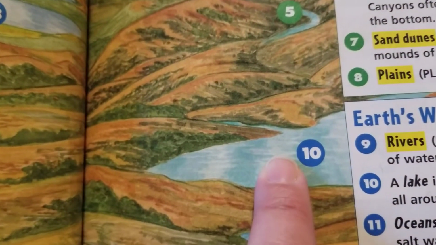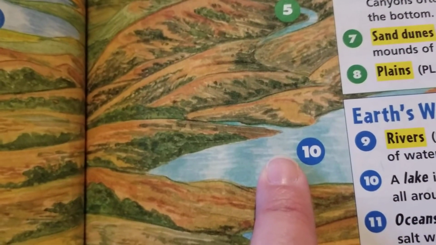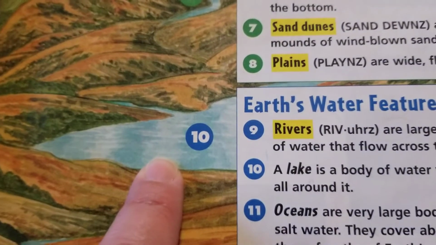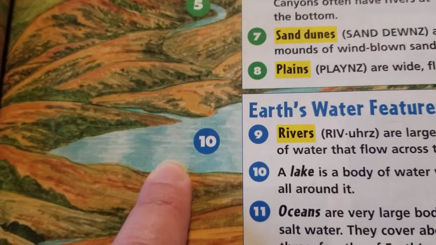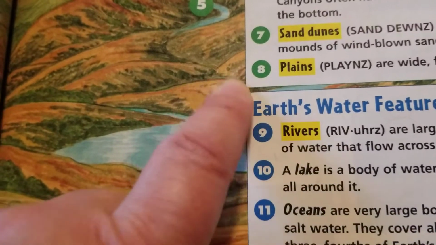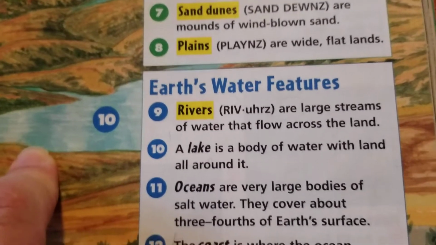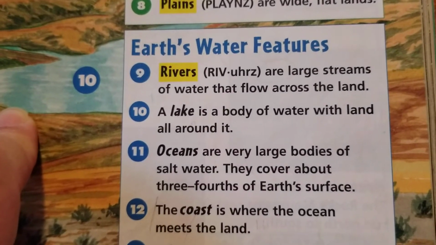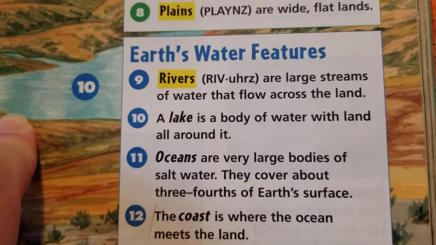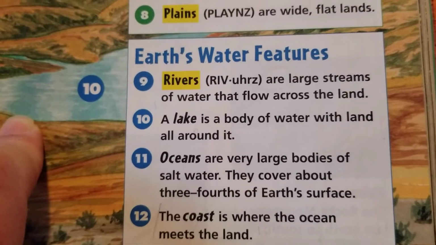The lakes make great places to go fishing, maybe swimming at the beaches and such. People like to build their homes along lakes and have access to the water. Oceans are very large bodies of salt water. They cover about 3/4 of Earth's surface.